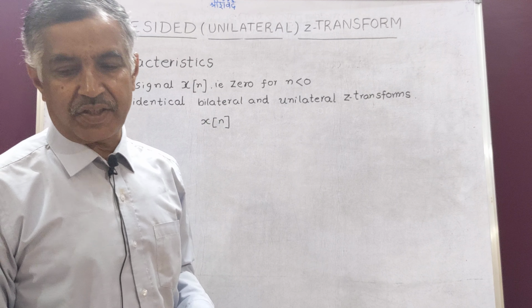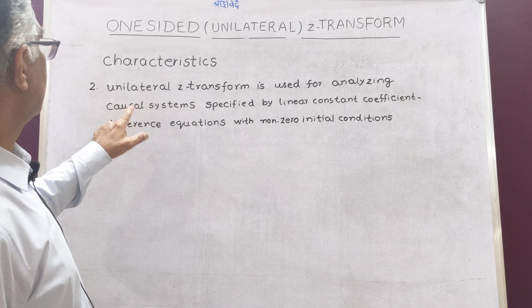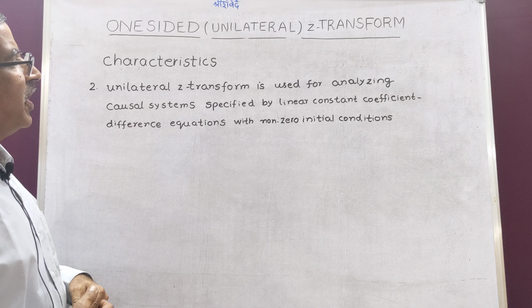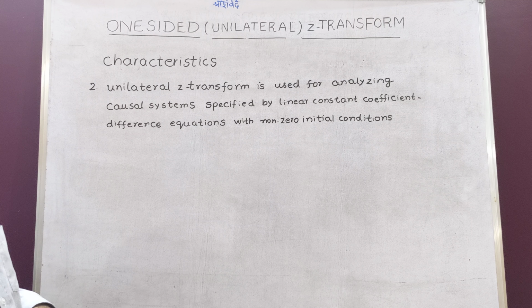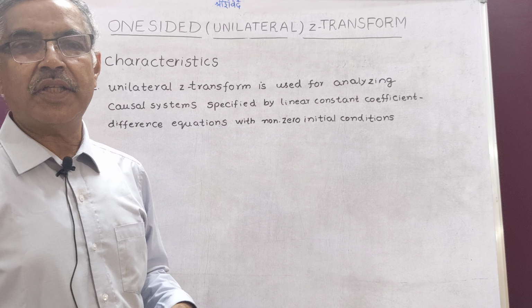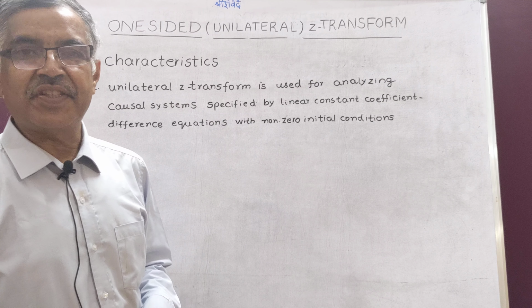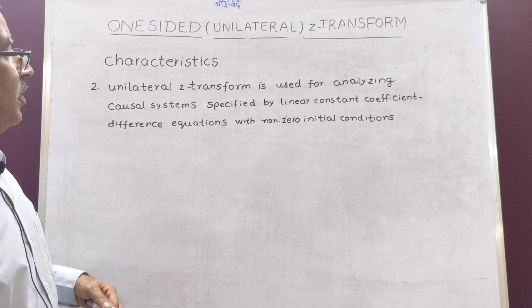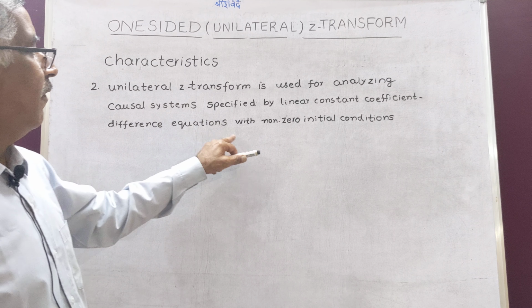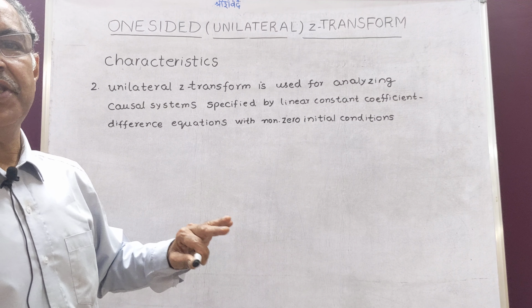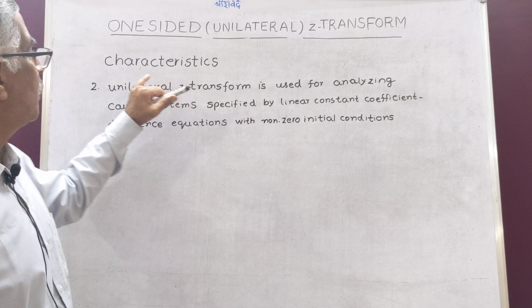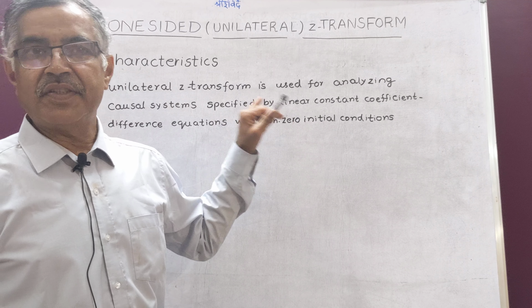Now the second characteristic. The unilateral Z transform is used for analyzing causal systems specified by linear constant coefficient difference equations with non-zero initial conditions. Causal systems means right-sided systems described by such difference equations. Non-zero initial conditions means the initial conditions will have specific values. If you have to analyze such systems, then we resort to the unilateral Z transform. This is the second characteristic.